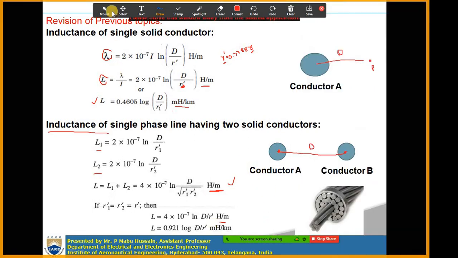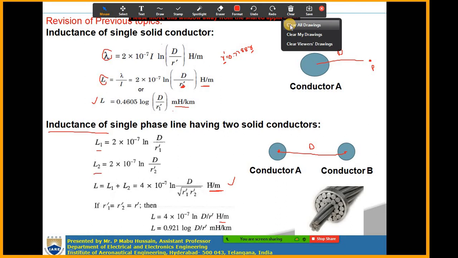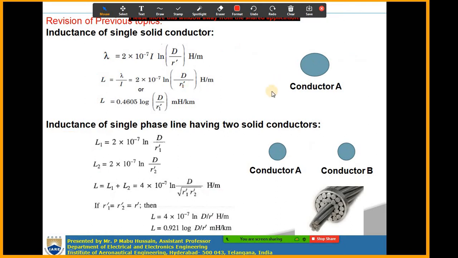Okay. So, the derivations for all these were explained in previous lectures itself. So, I am just recalling it for you.